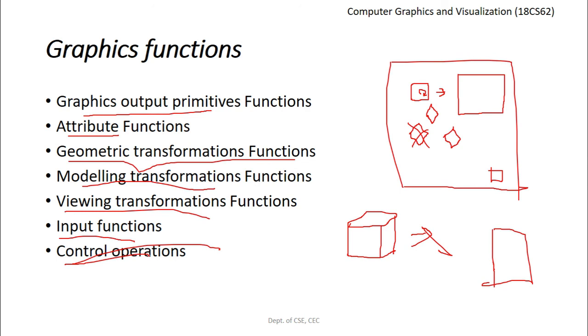If I draw a cube, how to view the cube: whether we need to view it so that we can see only one face of the cube, or whether we view it so that more than one face of the cube is visible. That is the viewing transformation function. And then we have the input function, which specifies how the event from an input device should be handled to control the graphics on the scene. For example, if I click a mouse button or a keyboard key, how should the graphics react? That is handled by the input functions.